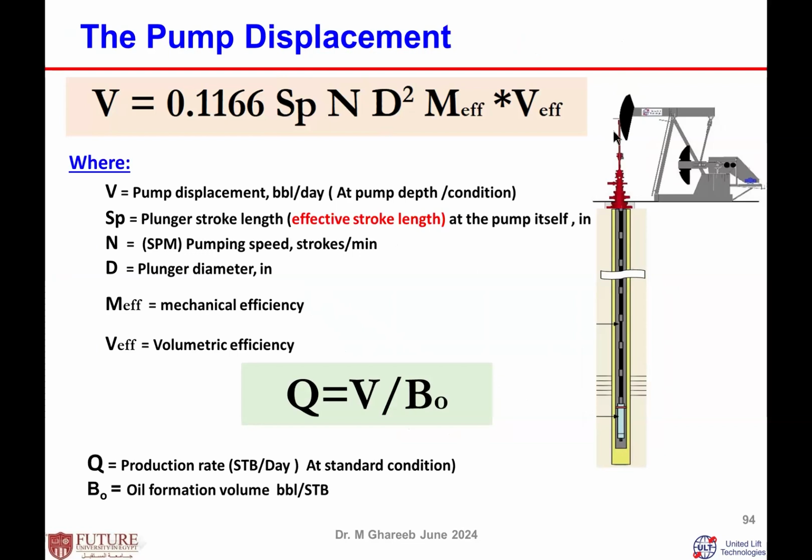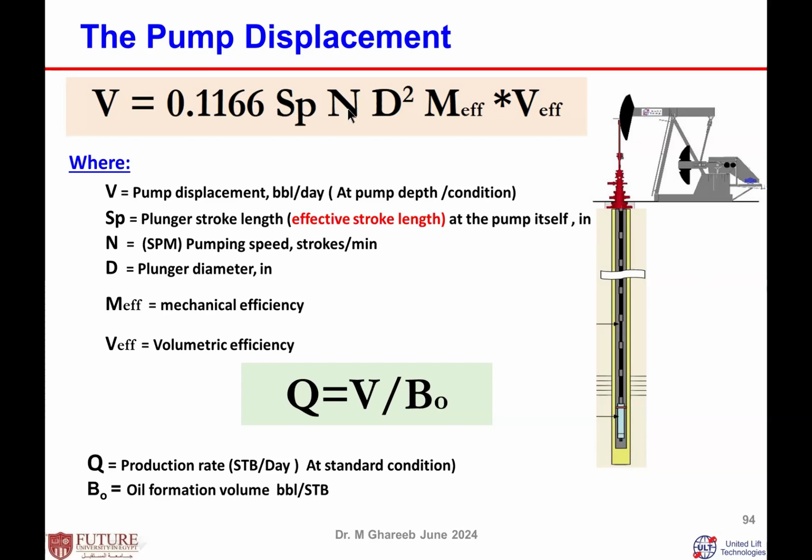Your stroke length at the surface transfers to the pump via what? Via the rod string. This rod string is steel, and steel has a tendency to elongate. Then a part of the stroke will be lost to stretch. If I have 100 inches at the top, and assume due to the load in the steel the stretch is 20 inches, then the net stroke reaching the pump is 100 minus 20, only 80 inches. Then I use 80 inches.